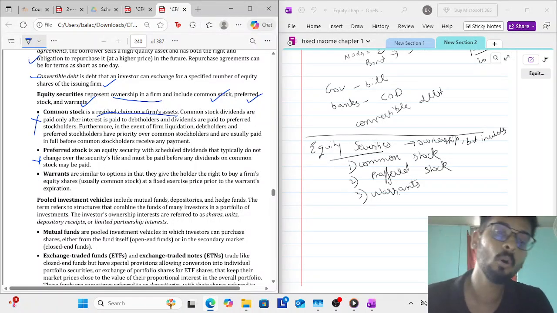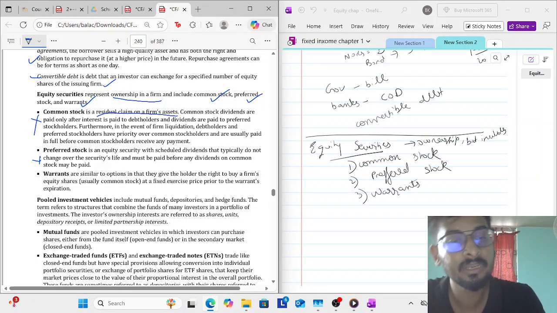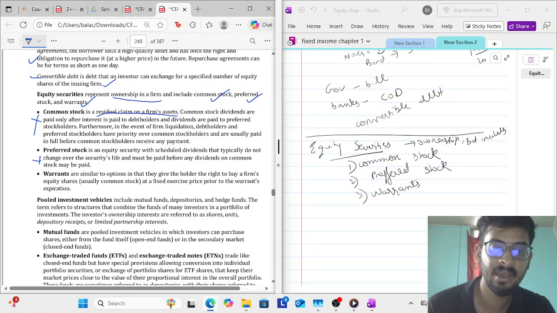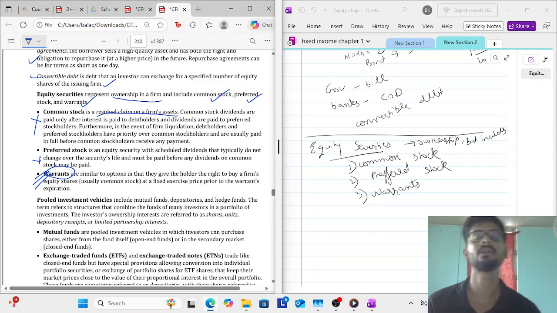It is similar to an option in that they give the holder the right to buy a firm's equity shares at a fixed exercise price prior to the warrant expiration. So warrant is a concept you have to learn here.